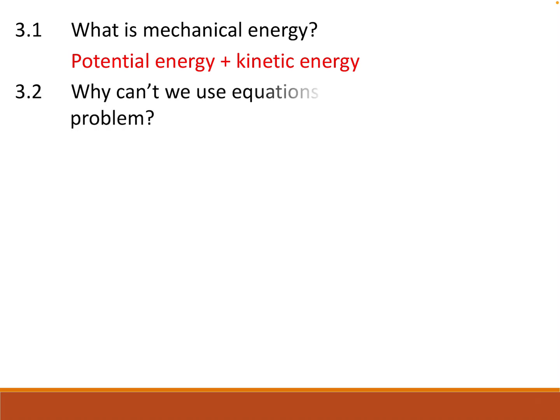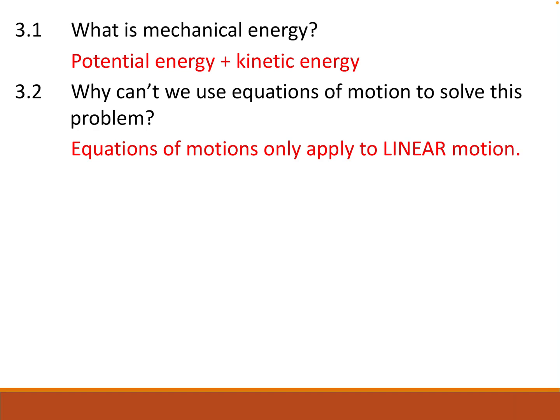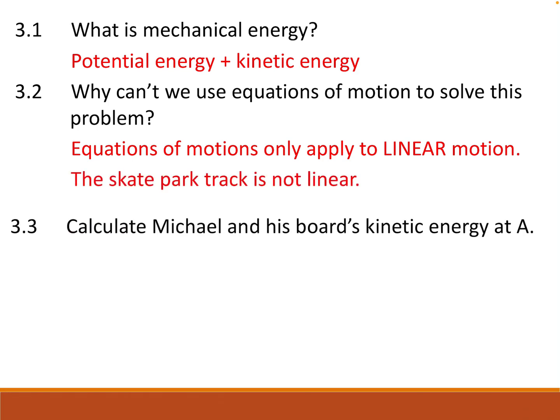Okay. Why can't we use equations of motion? Well, because this isn't linear. Okay, this is a roller coaster. It changes direction all the time. Okay. Calculate Michael and his board's kinetic energy at A. Well, that's nice and easy. EK equals a half mv squared. It's a half times 60 times 7 squared. 1,470 joules. So we haven't done anything difficult yet.